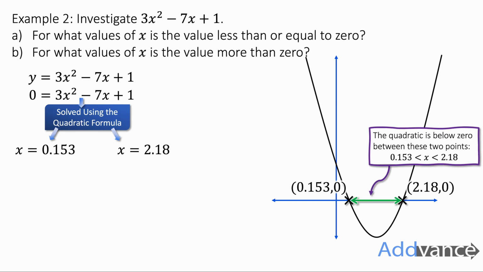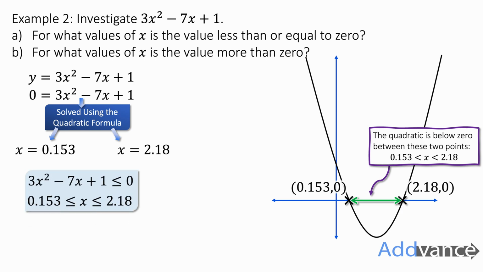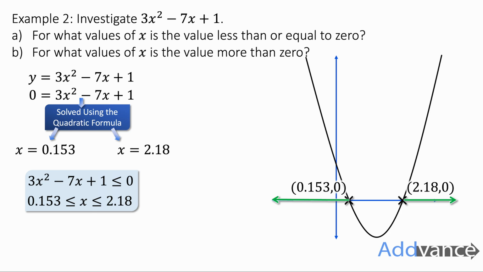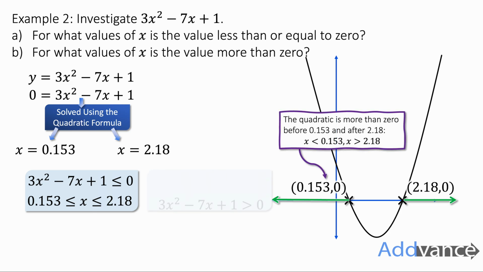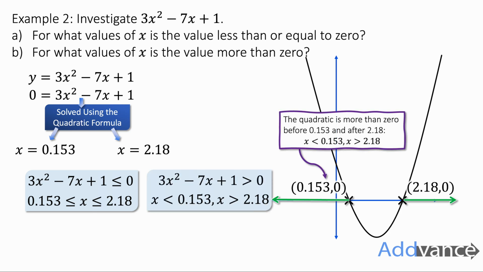The graph is below 0 between 0.153 and 2.18, and it is above 0 for other regions. So it's less than or equal to 0 there, and it's more than or equal to 0 in these regions here, where x is less than 0.153 or x is more than 2.18. And we've answered the question, we've investigated the quadratic.